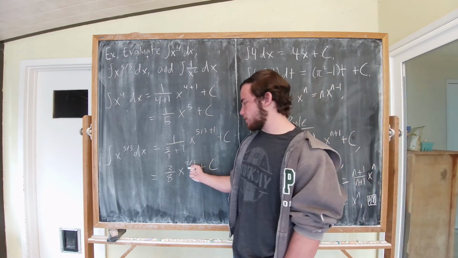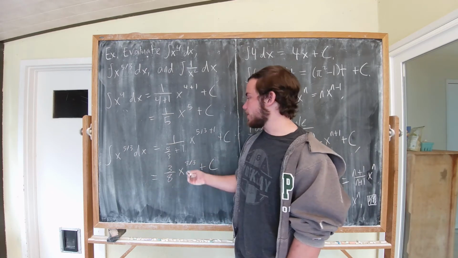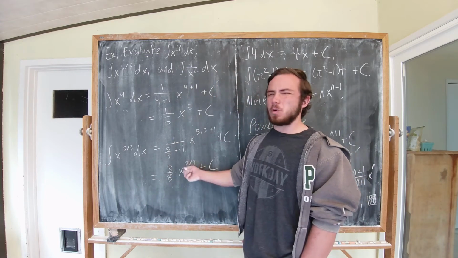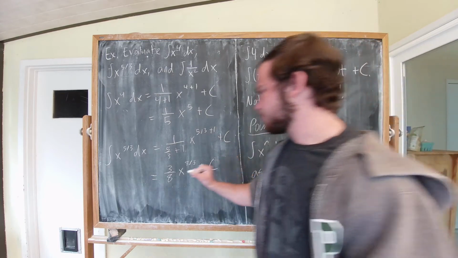And now you can see for yourself a specific example of where the power rule makes sense. Because if I were to take the derivative of this, I'd say, oh, 8/3 times 3/8 cancels out. I'm going to get the 1 coefficient from here. 8/3 minus 1 is also 5/3.